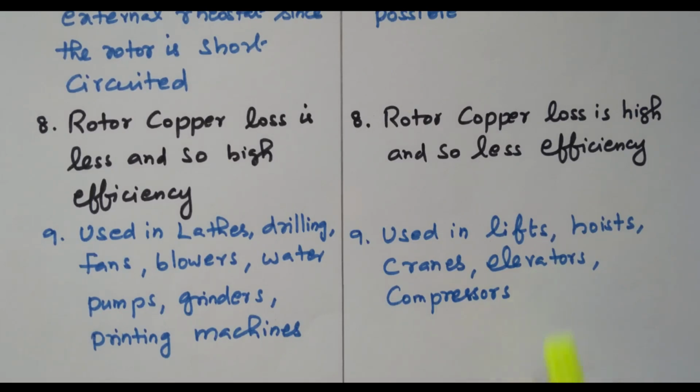So in this video we discussed the construction of the three phase induction motor, stator and rotor. The main parts are the stator and rotor. The rotor again has two types, squirrel cage rotor and slip ring rotor. We discussed the construction, and also the comparison between the squirrel cage and slip ring rotor.